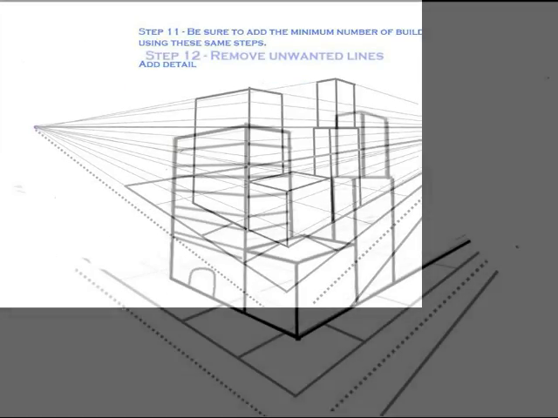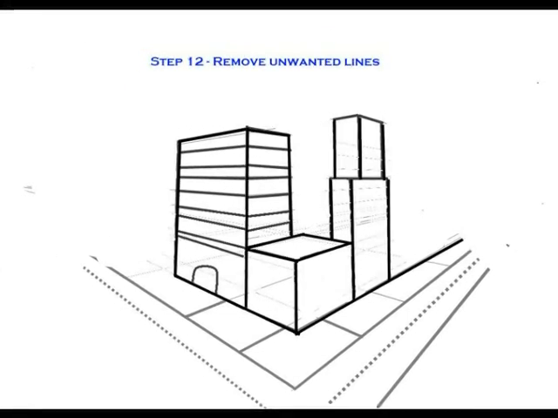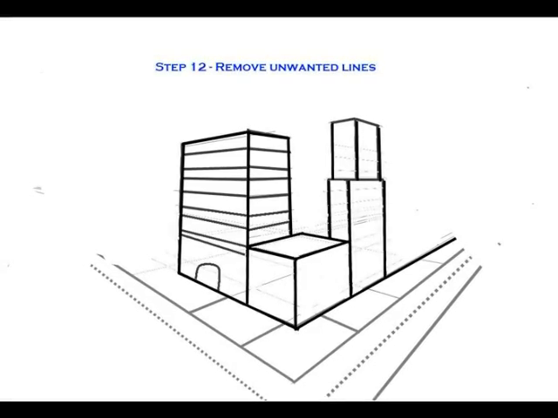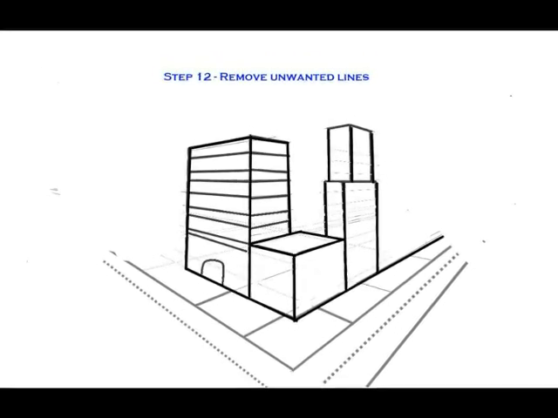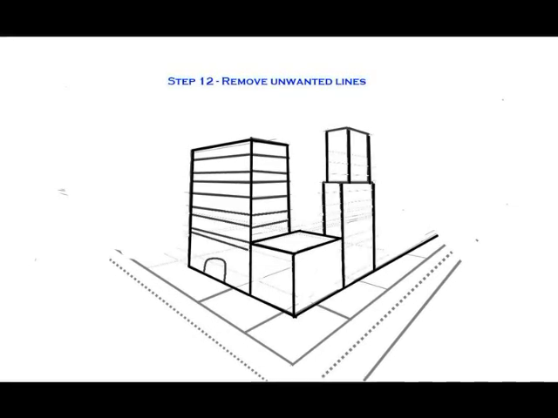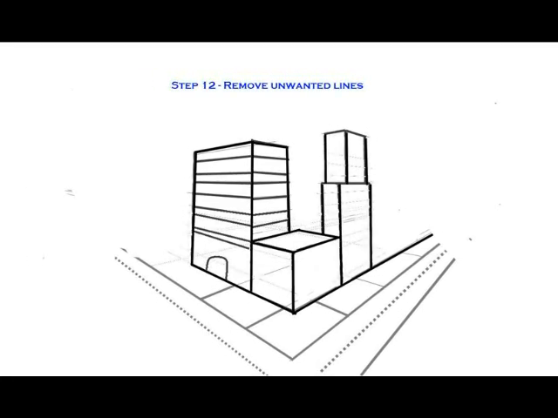Now the last step is to remove any of the guidelines that I don't want in my finished product. So now you can see I've removed my guidelines, so that all I have left are the actual buildings that I've drawn, and you can't really see the guidelines I used to draw them.